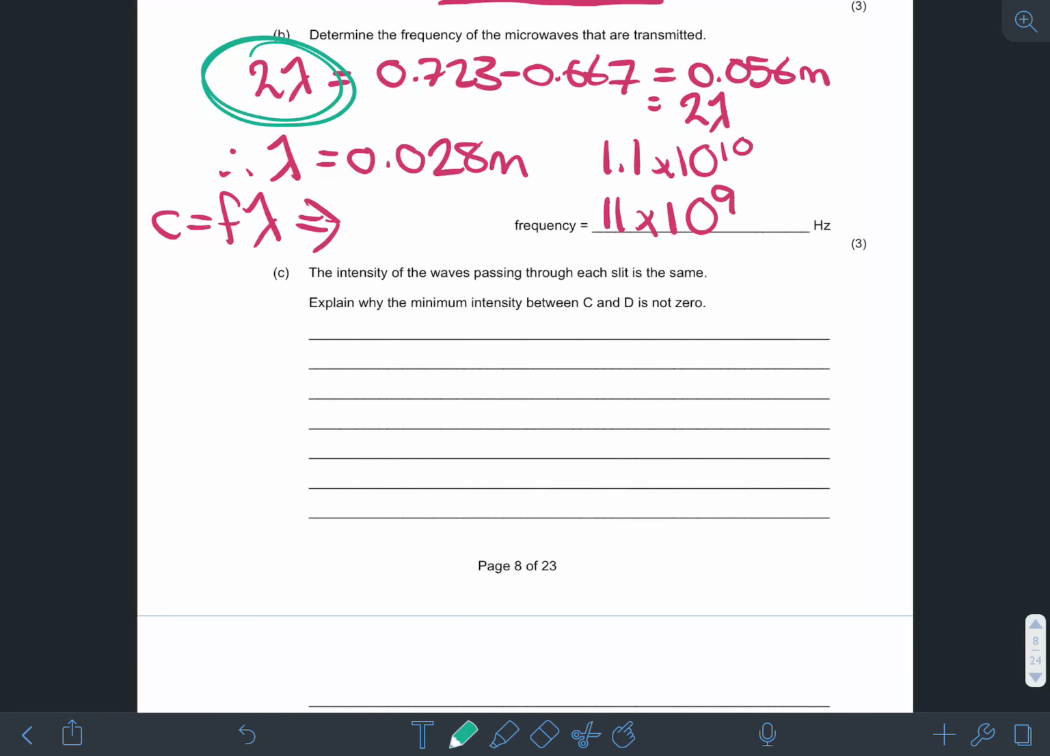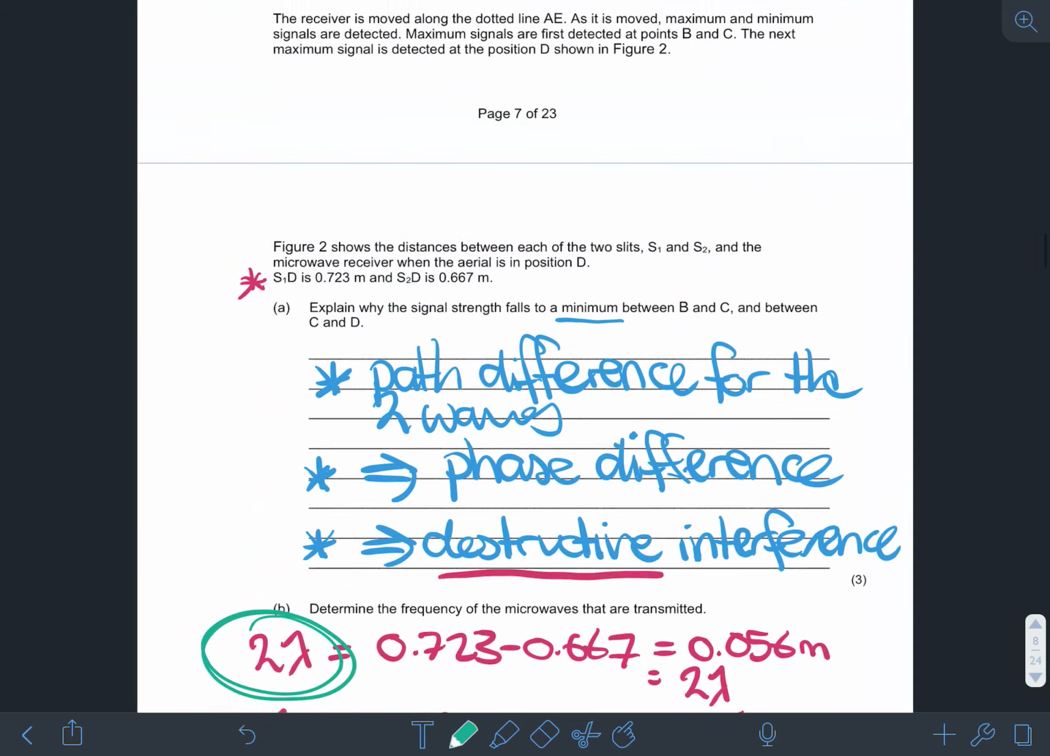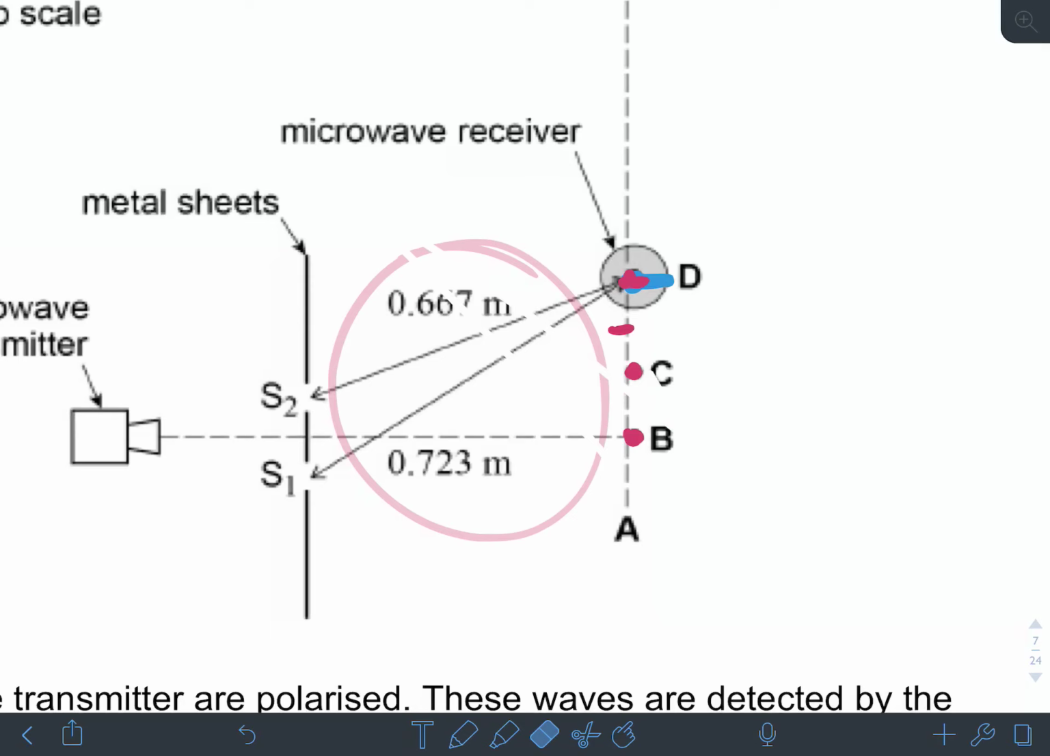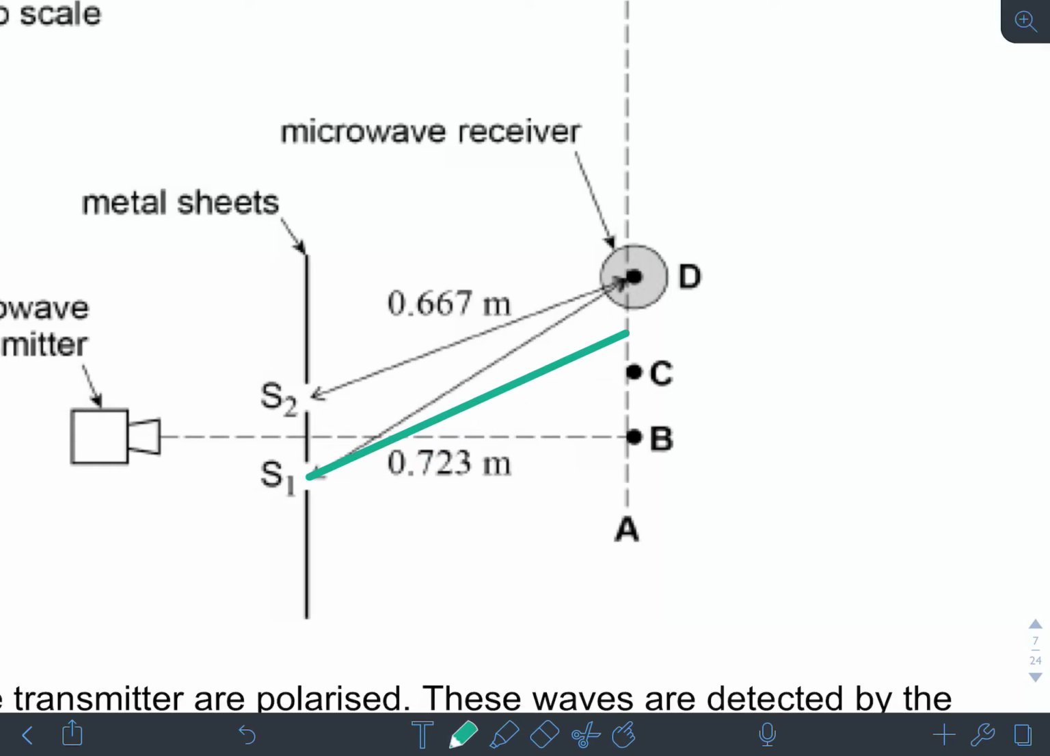Okay, so some people just missed that little bit. All right, the intensity of the waves passing through each slit is the same. Explain why the minimum intensity between C and D is not 0. Okay, so let's have a look up here. What it's asking is at this position here, why do the waves not perfectly cancel out? So let's think about that. If I draw what it would look like, so we've got here and here, why do they not perfectly cancel out?